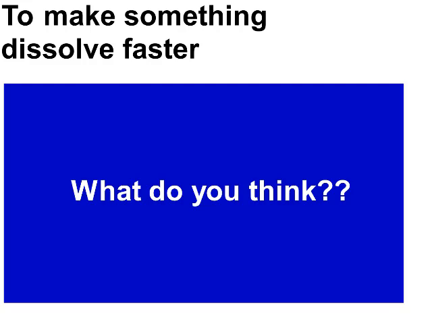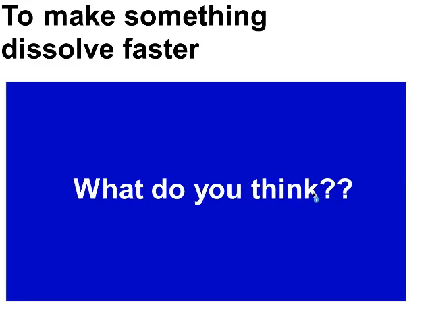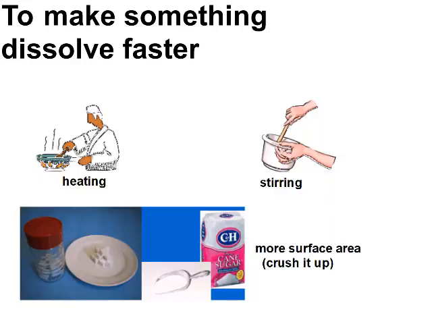To make something dissolve faster, you probably already know these. Think to yourself, what are some ways that you can make that sugar dissolve faster in that tea? So one way is to stir it. So stirring the sugar makes it dissolve faster. You probably aren't heating it up, but if you heated it up, it would dissolve faster as well. And finally, crushing it up. Crushing it up means more surface area.